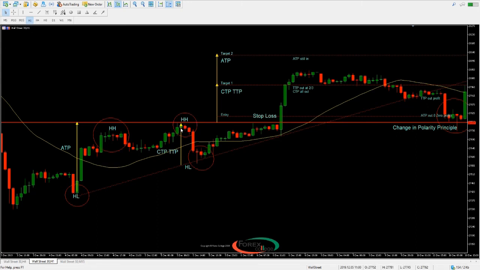and we can see the support areas in the same area where the previous resistance was, and that's a change in polarity principle. See level 2 modules. In this video, you have learned to set up a trade, manage your risk by moving your stop loss to increase your reward risk ratio.